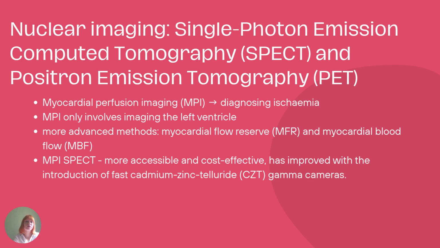Next method, nuclear imaging, both single photon emission computed tomography and positron emission tomography. They are used in a myocardial perfusion imaging way. They are used for diagnosing ischemia. However, it only involves imaging of the left ventricle. It is not well described or standardized for the right ventricle imaging.